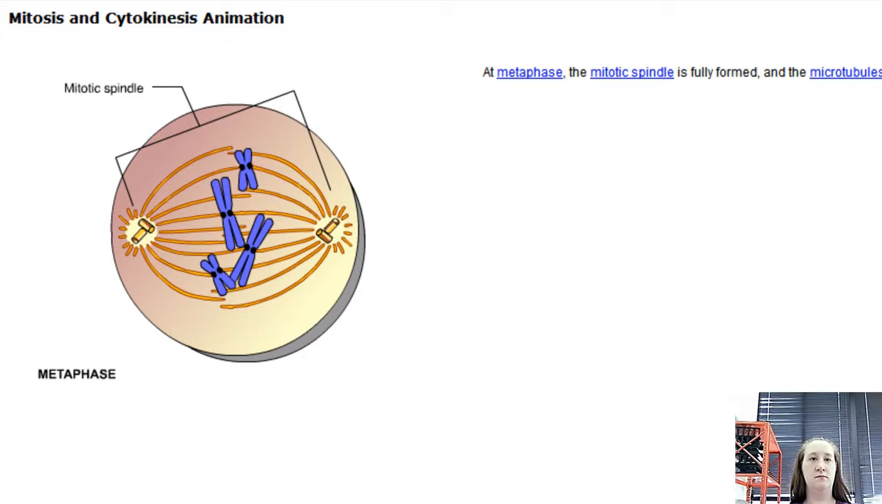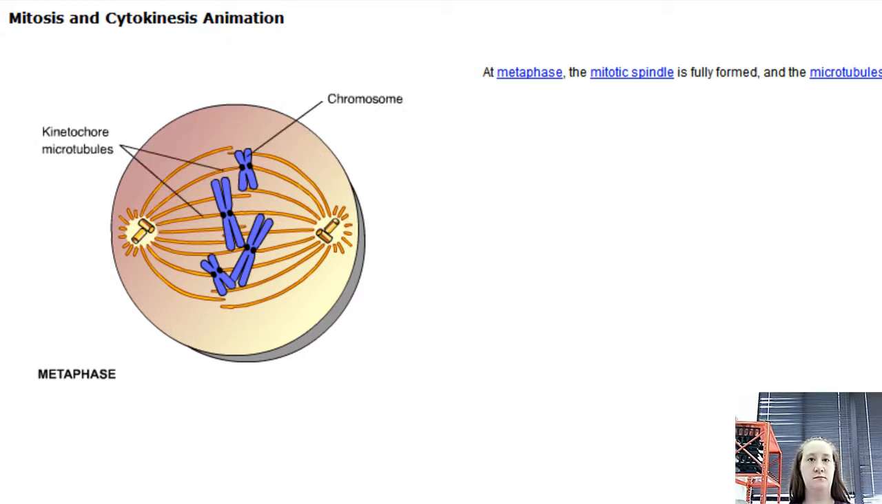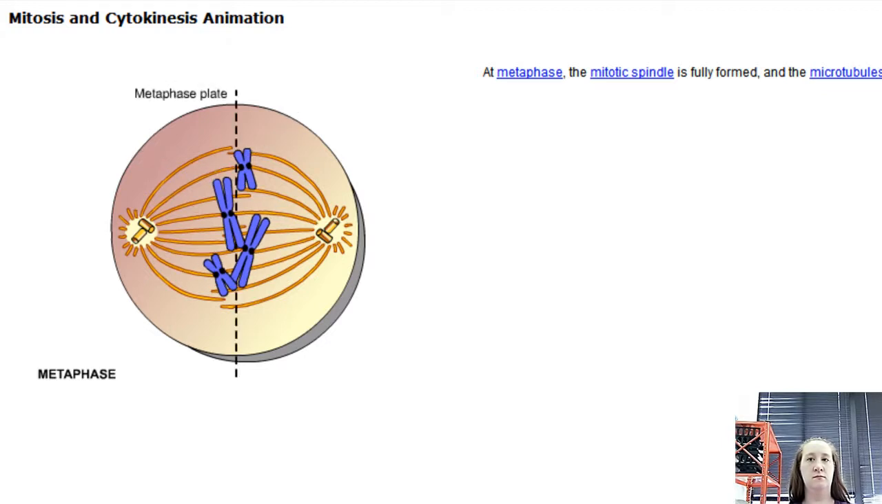At metaphase, the mitotic spindle is fully formed, and the microtubules attached to kinetochores move the chromosomes to the metaphase plate, an imaginary plane equidistant from the poles.